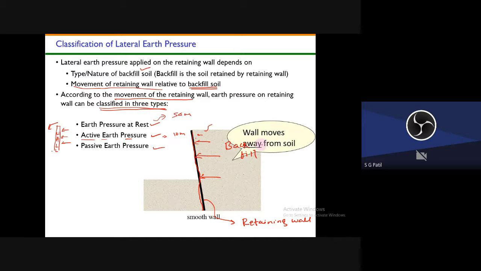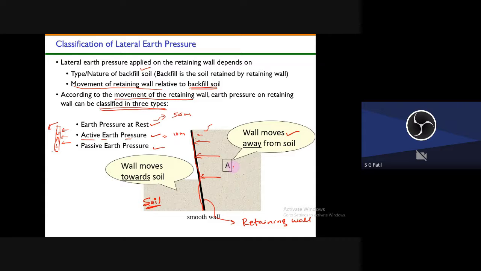So that is called as wall moves away from the soil. Okay, so the wall is moving away from the soil. And here also soil is there, right? Here also soil is there. While moving away from the soil, on this side the soil will be pushed inside. So that means the wall is moving towards the soil here. Here the wall is moving away from the soil, and here the wall is moving towards the soil.